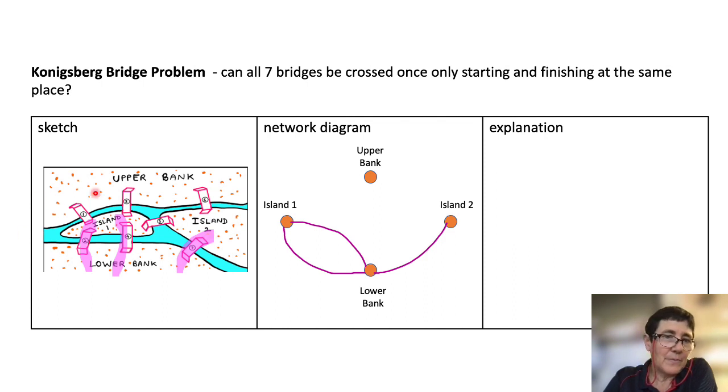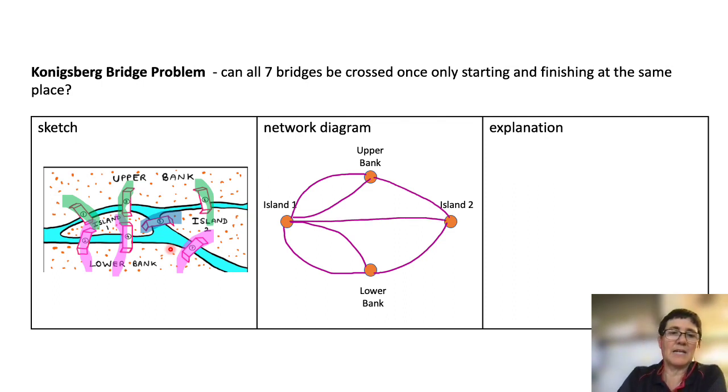Now I'm going to have a look from the upper bank. From the upper bank you can see there are bridges going across to both of those islands. So there's one to the first island, a second one to the first island. Alright, so I'll draw them in. There they are. And then there's this bridge here to the second island, drawn in. And then if you're on the first island, you can go straight to the second island over that bridge. So I've now created a network diagram.